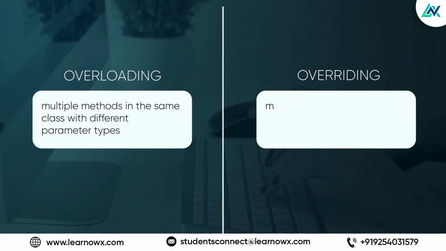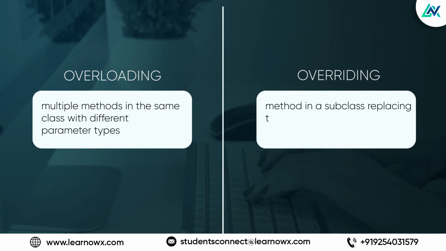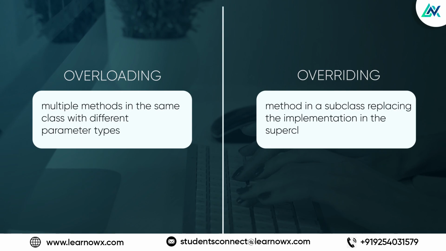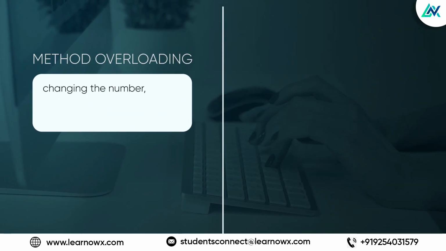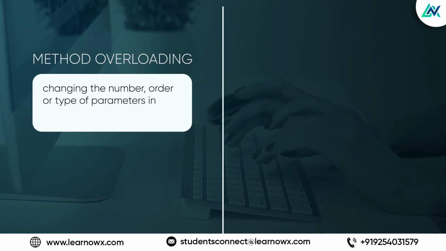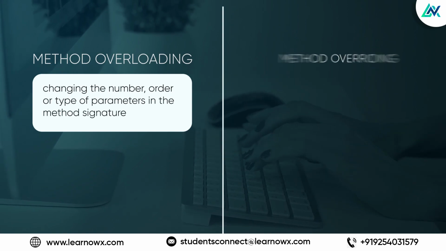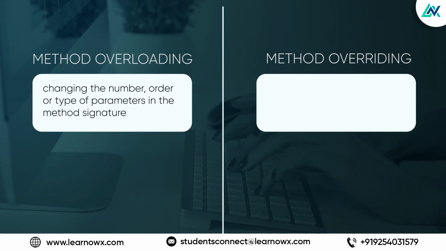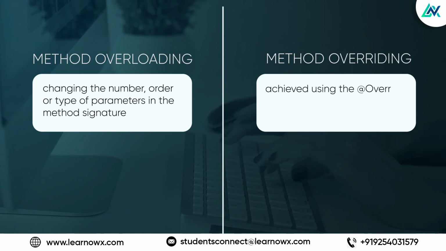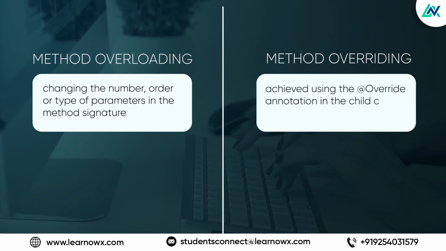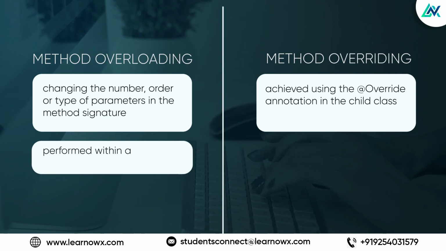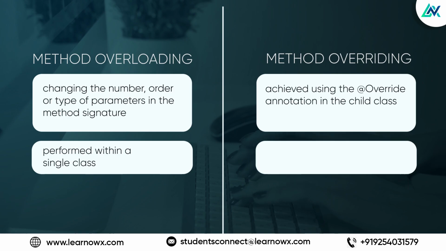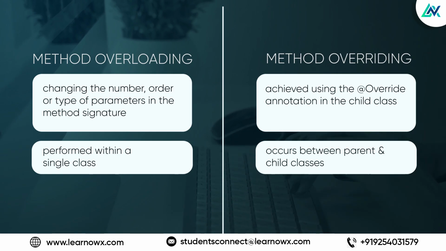Overriding involves a method in a subclass replacing the implementation in the superclass. Method overloading is achieved by changing the number, order, or type of parameters in the method signature. In contrast, method overriding is achieved using the @Override annotation in the child class. Method overloading can be performed within a single class, whereas method overriding occurs between parent and child classes.